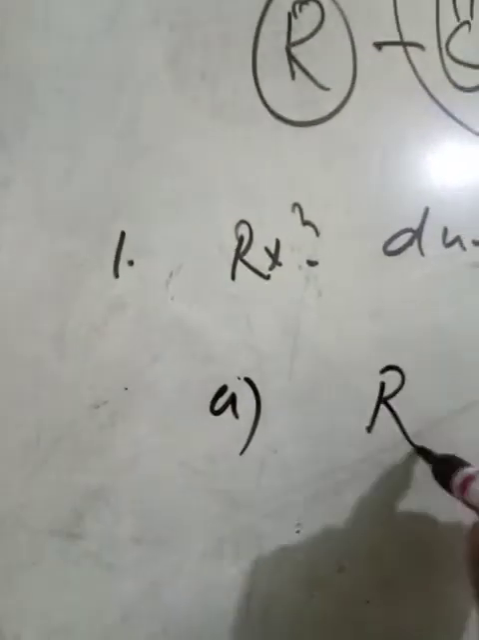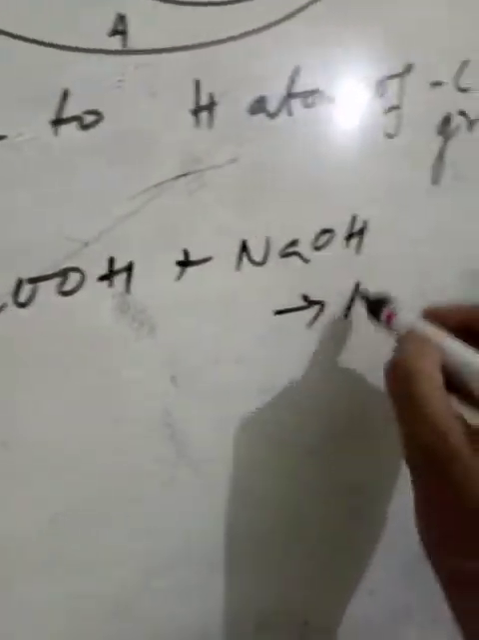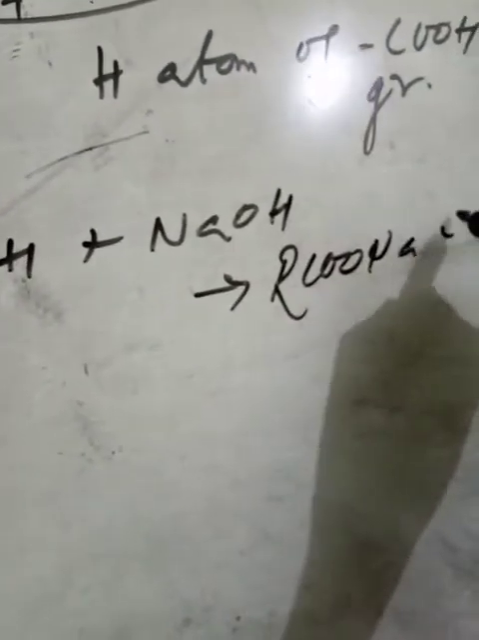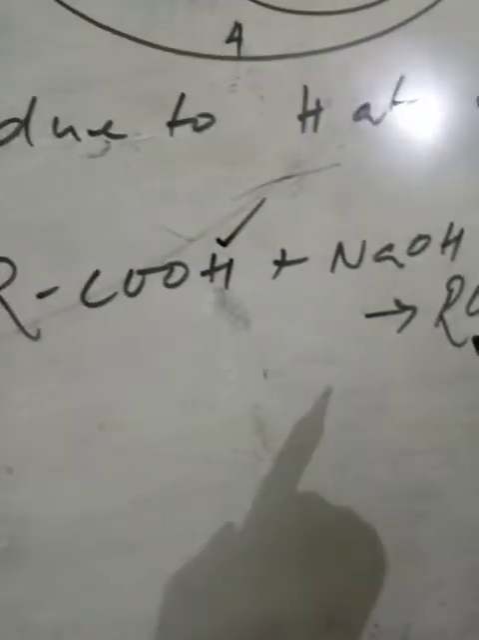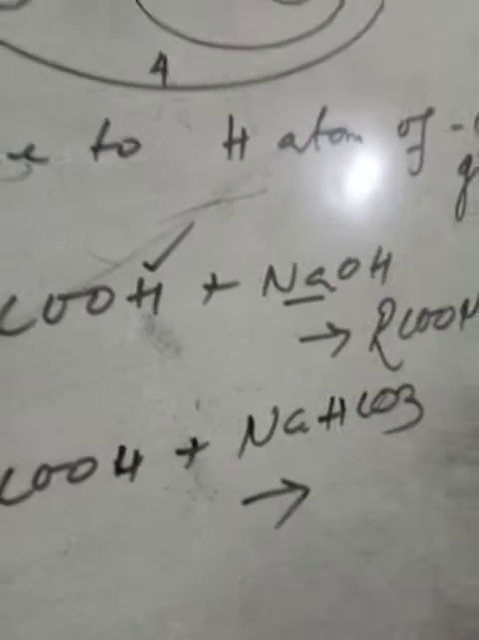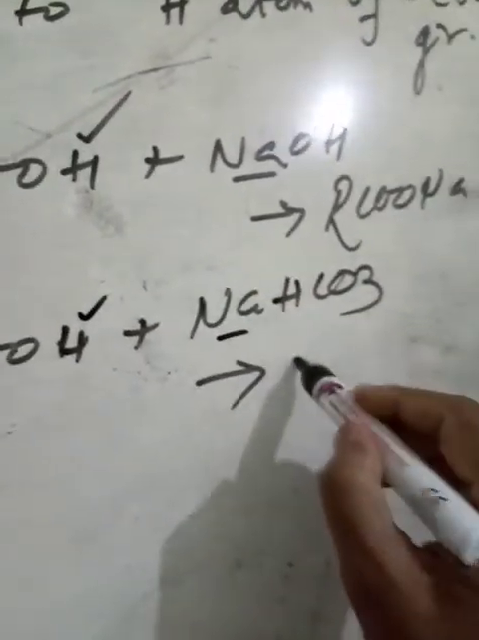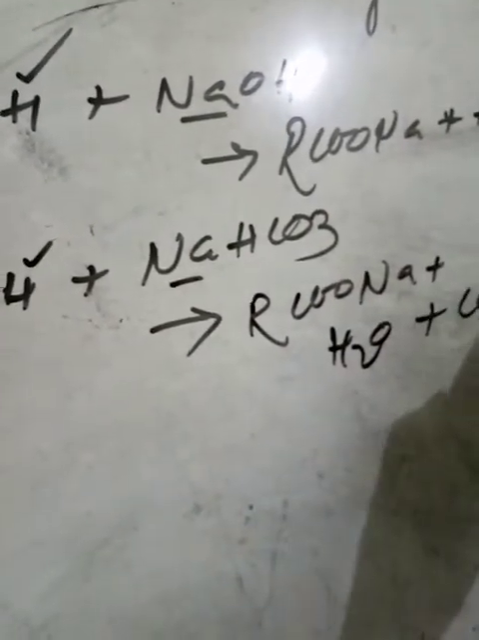Number A, say RCOOH plus NaOH, acid plus alkali, you know it will form salt plus water. Here the acidic hydrogen will be replaced by sodium. Number B, RCOOH plus NaHCO3, sodium bicarbonate. Here also the hydrogen will be replaced by sodium, RCOONa plus H2O plus CO2.